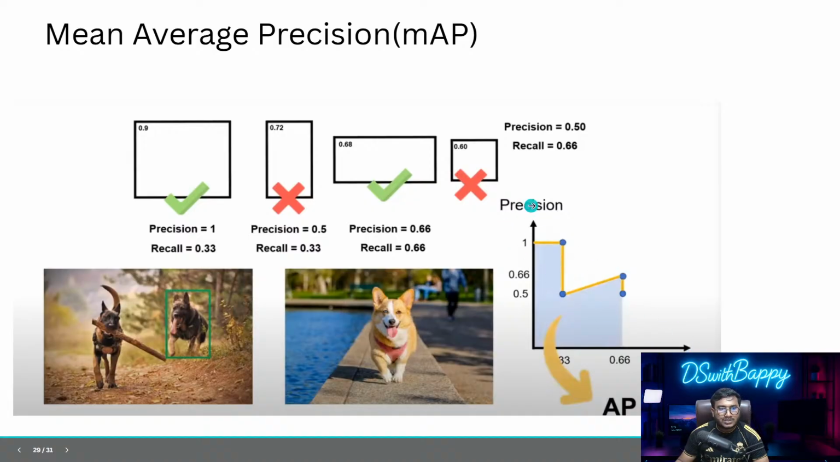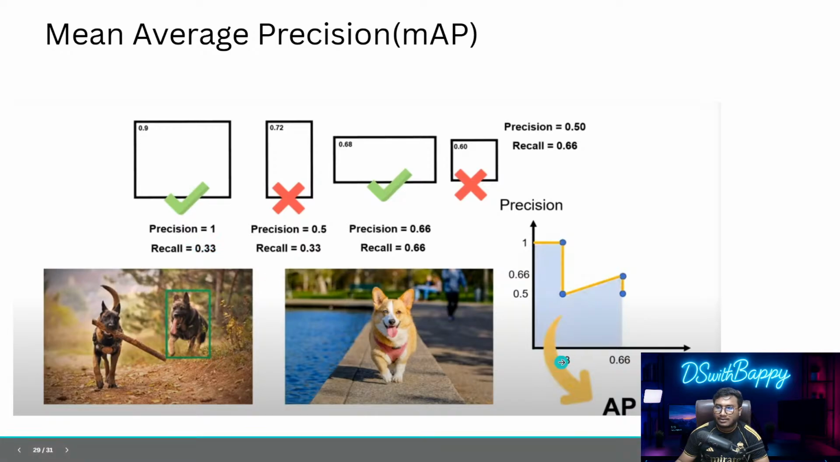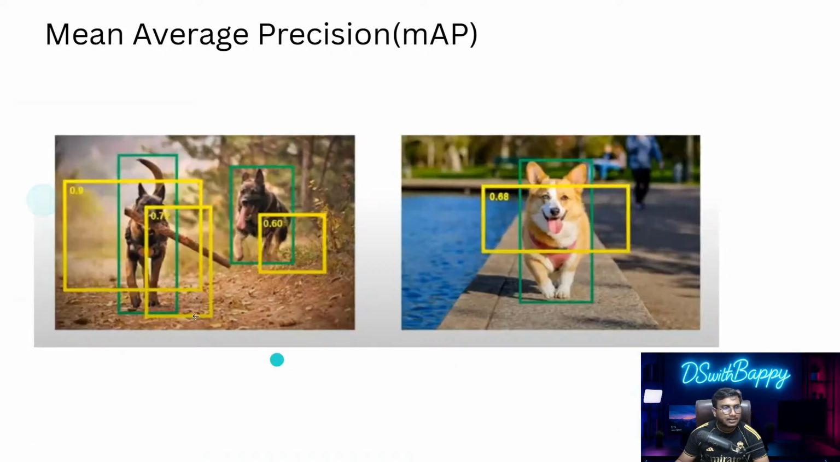Okay, this is called the precision and recall curve, guys. So here you have to plot. Here we got 0.33, so 0.33 would be plotted here. Okay, now I'll move to the next detection. Okay, this is the next detection.